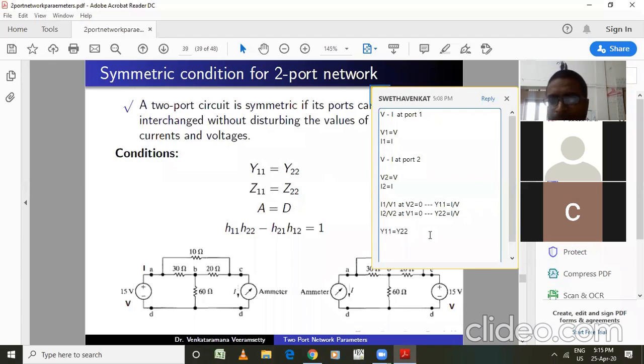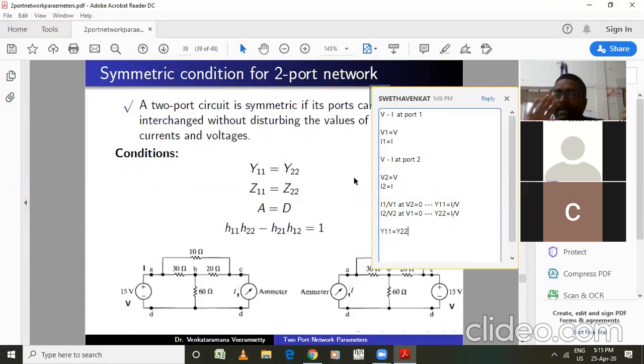Again, we have to do this for the remaining parameters also, because for every two-port network it is not necessary that we know the values of the Y parameters. They may have the information about the Z parameters, the ABCD parameters, or the H parameters. So we have to derive the symmetric condition in terms of all the parameters. Y11 equal to Y22 is already derived.